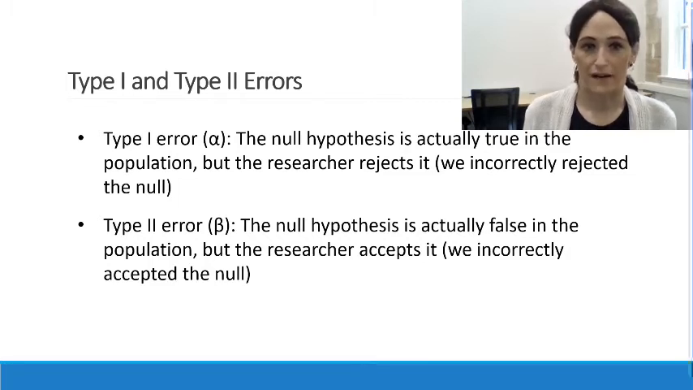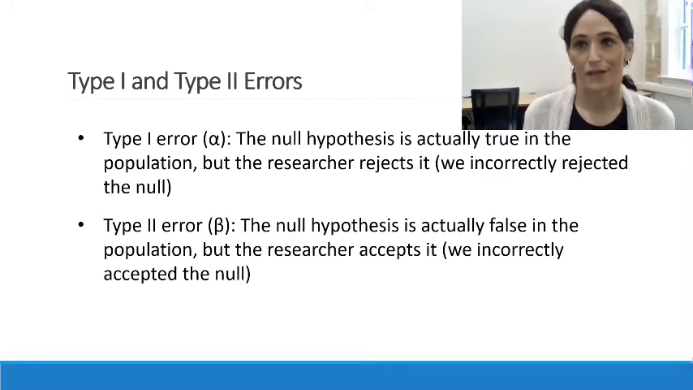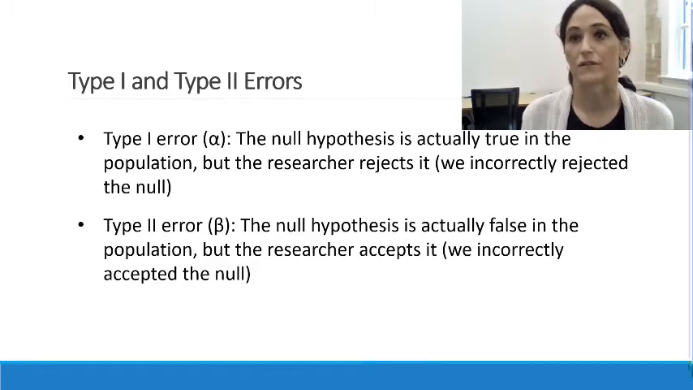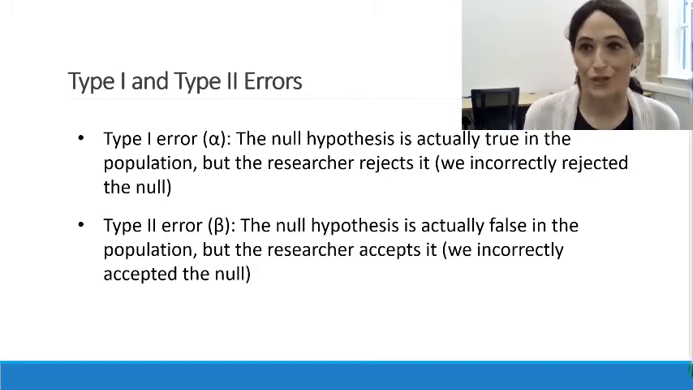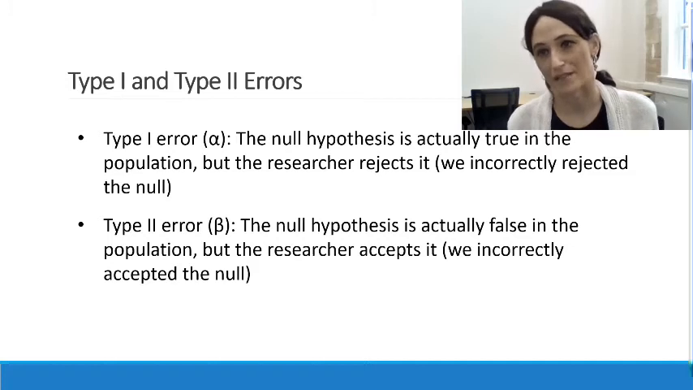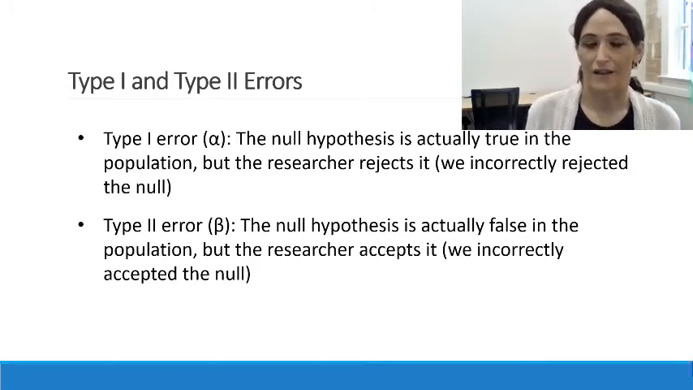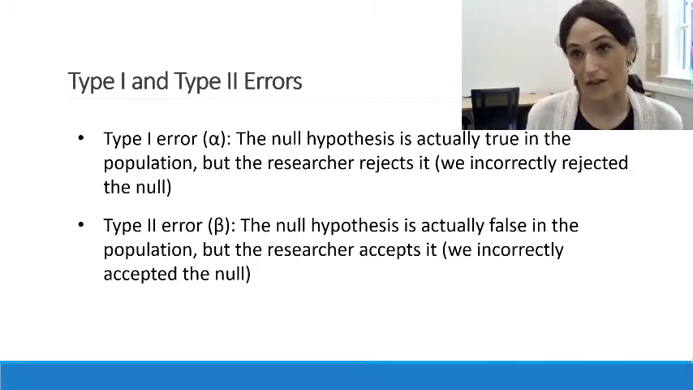Type 2 error, or beta error, is that the null hypothesis is actually false in the population, but the researcher accepts it. We incorrectly accepted the null, meaning we didn't find any difference in our study, but yet there is a difference in the population. Okay, and so we don't really know whether we're making these types of mistakes of inference unless we were to continue to take other studies.